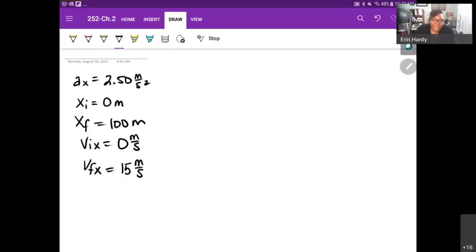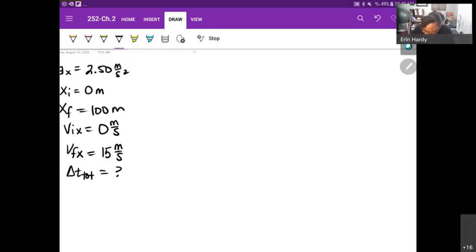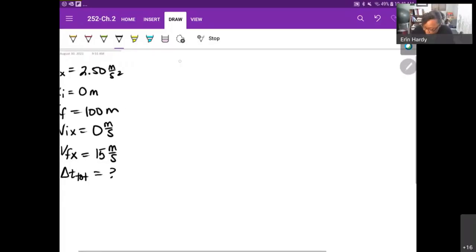What we want to do is ultimately figure out what delta t total is. But this is going to be the combination of the time it takes to go from not moving at all to moving at 15 meters per second, and the time it takes to go from moving at 15 meters per second, wherever they are over the course of the 100 meters, and then finishing the race. And I like to make diagrams that look kind of like this for problems like this so that you can split the velocities, or really the sections that all have the same acceleration.